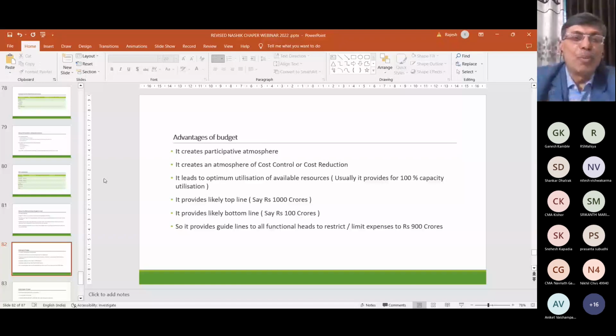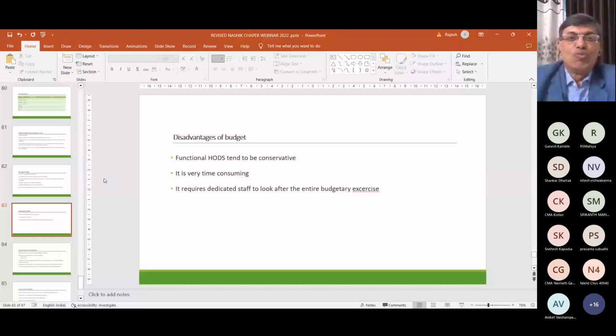What are the disadvantages of budget? Functional heads often tend to be very conservative. Often the KPIs of the top level are linked with the budget, so they're afraid to commit to the budget. Second, it is very time consuming, no doubt about it. Third, it requires dedicated staff with respect to all the functional heads to look after this entire budget exercise. So every coin has two sides. Here also it is a coin, it has two sides.